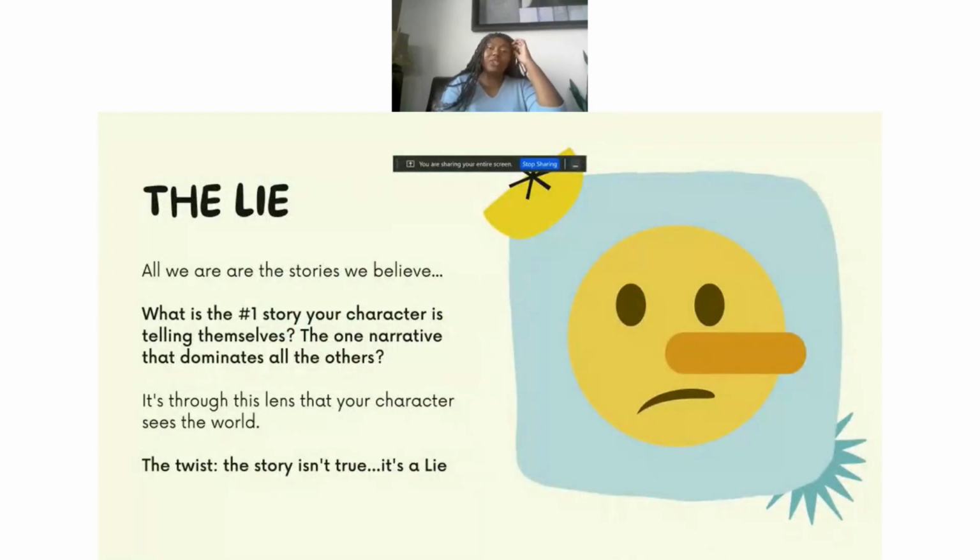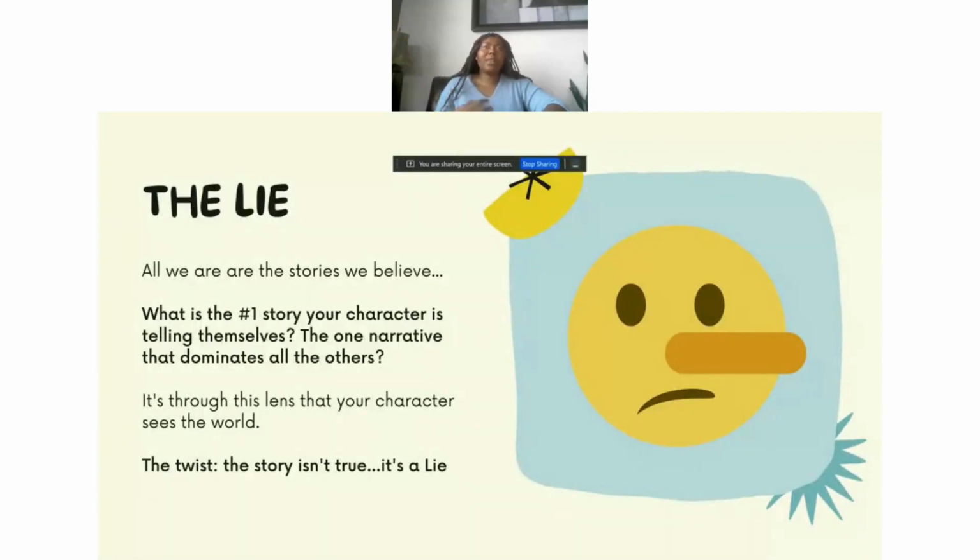So I introduced this as the why and the lie, and that's because they go hand in hand. So now we know what our characters' core fear, core motivation, and core values are. But now we have to figure out what is the lie that they believe. All we are, every single person, is the stories that they believe. And your character, too, should be telling themselves certain narratives in their head, right? For some people, the narrative they might tell themselves over and over is, true love doesn't exist, or I'm unworthy of love.